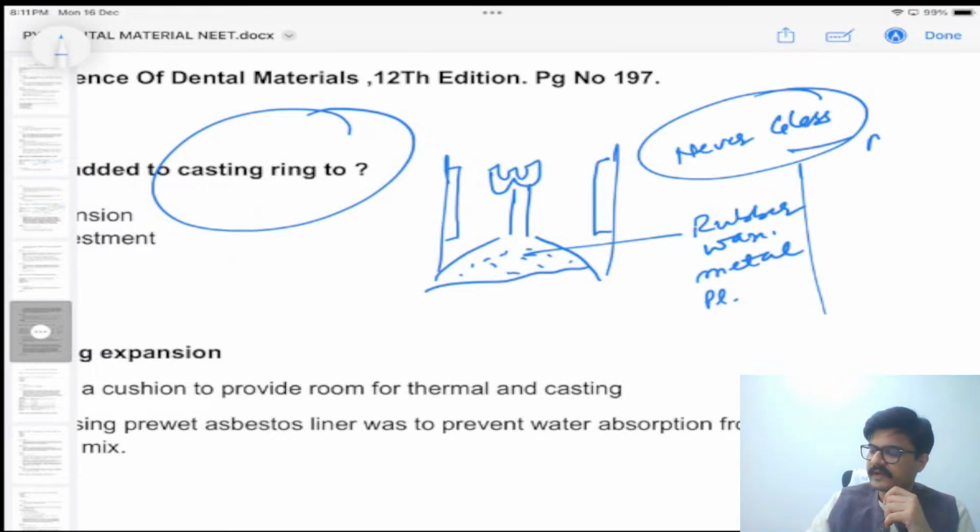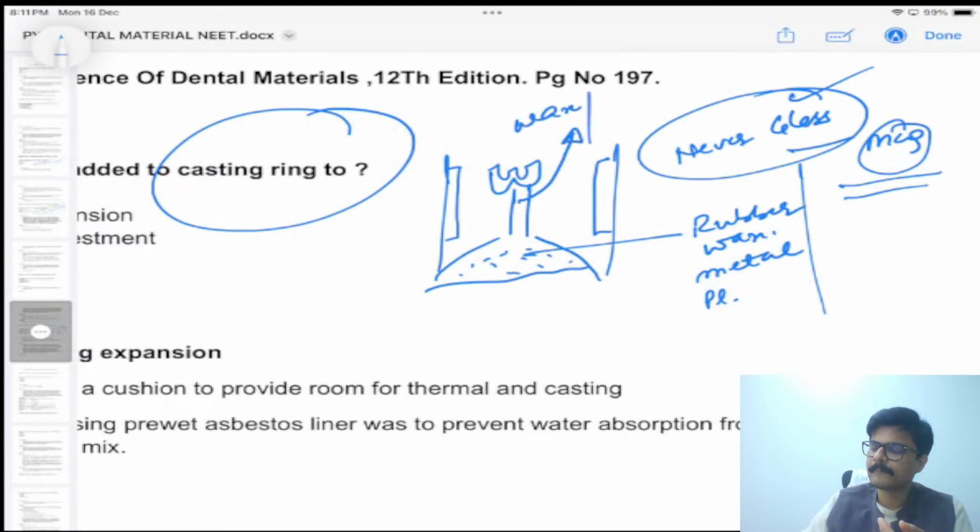So that's a very important MCQ: a crucible former base can be made of all the following except. The answer is glass. Then what about the sprue, or the sprue channel or the sprue pin? It's usually made of wax or plastic, right? So that's another related MCQ.